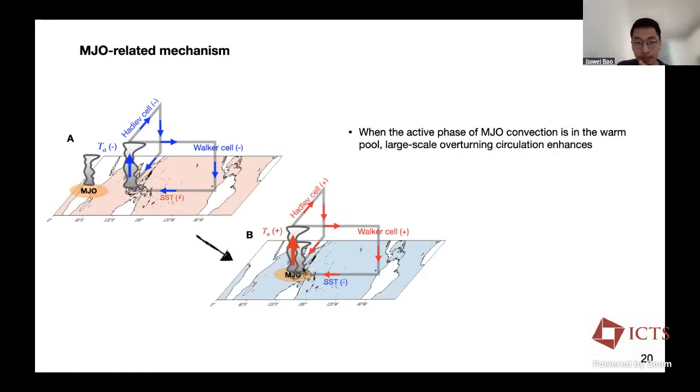I think the schematic perhaps has some problems because the background state would be blue. The blue would be triggered by the negative phase of the MJO oscillation, I think. Okay, thank you. I hope that answers the question.